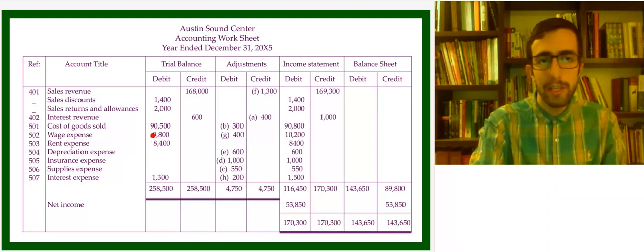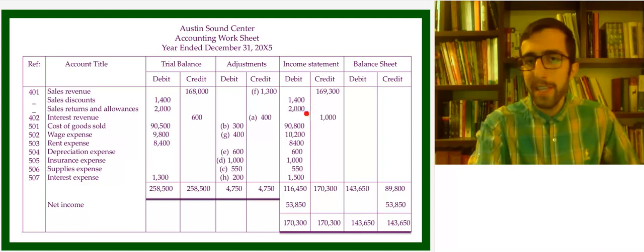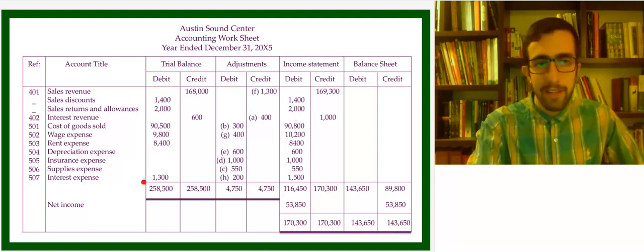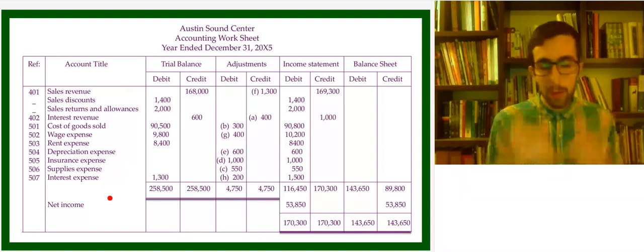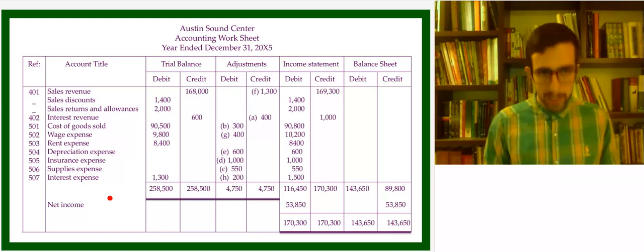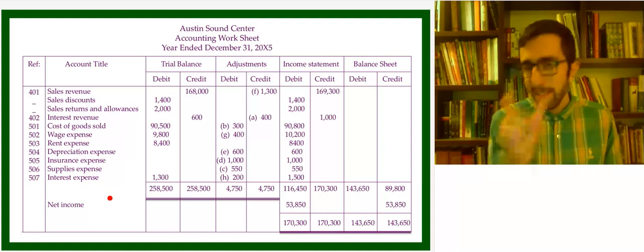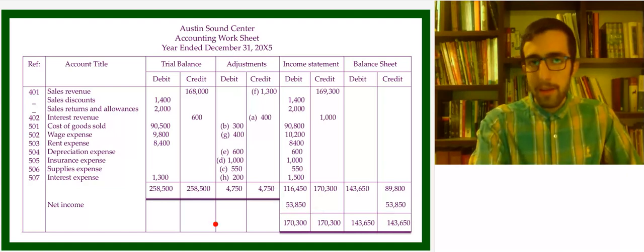But the difference in this worksheet is here. Sales revenue is on credit, because all revenues are credit. Sales discounts and sales returns and allowances are on the debit side. They don't have any adjustments, and after that they transfer directly to the income statement. And finally, if we compute all these items, our result will be net income or net loss. But here in this case, for Austin Sound Center, we have net income, and the amount of the net income was $53,850.